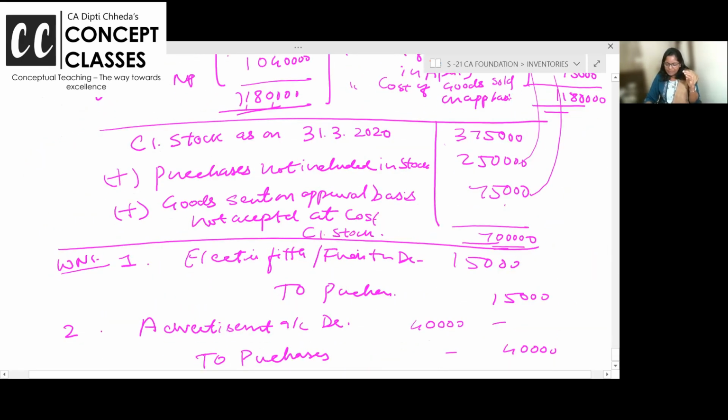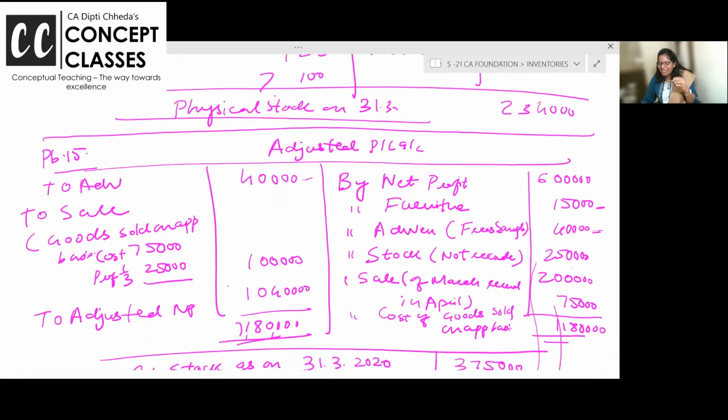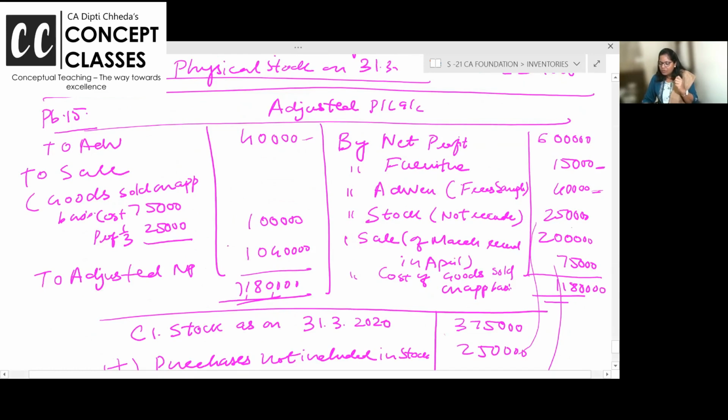What's the entry for advertisement? Purchases is reduced, so profit will increase. But again, advertisement is expense. But we should write on both sides. Don't say, ma'am, if we skip writing, is it okay? No. Now, next third item I am doing.